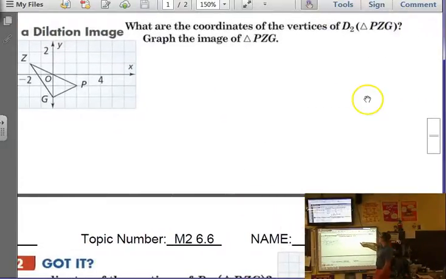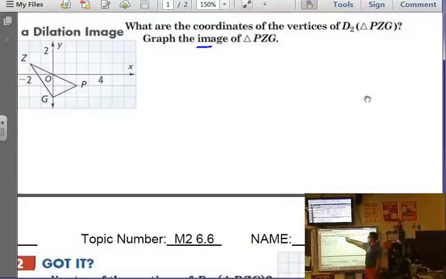So, what are the coordinates of this? Now, what is that telling me to do? We have this notation here. How would we read that? Caleb? I think it's telling you to dilate the vertices of triangle PZG. Yeah. So we would read this as dilation by a factor of 2 to triangle PZG.